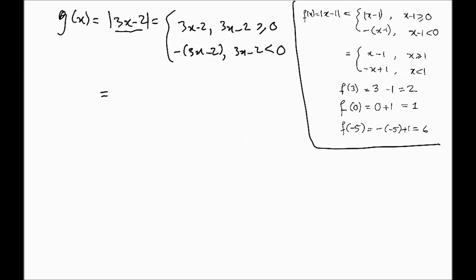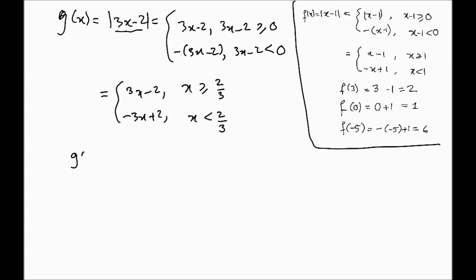Right, so let's simplify that. Just to be sure you understand, you see this 3x minus 2 when 3x minus 2 is greater than or equal to 0, and then the negative of 3x minus 2 when 3x minus 2 is less than 0. That's the key thing to keep in mind. Simplification is straightforward. This is just going to be 3x minus 2 when x is greater than or equal to 2 over 3, and it's negative 3x plus 2 when x is less than 2 over 3. So this gives us basically the definition of g of x.